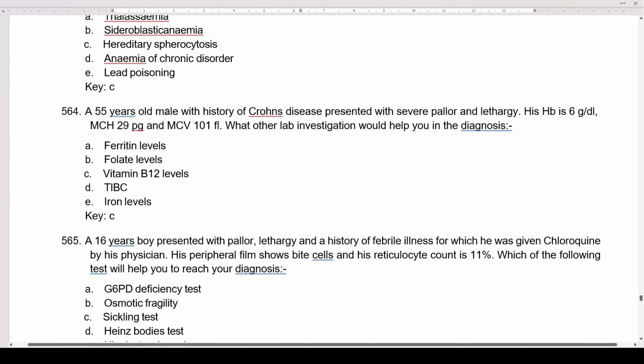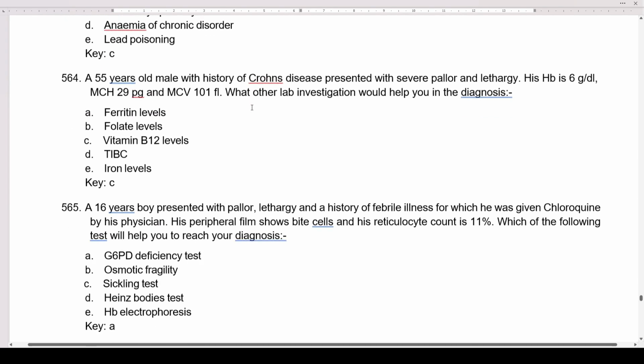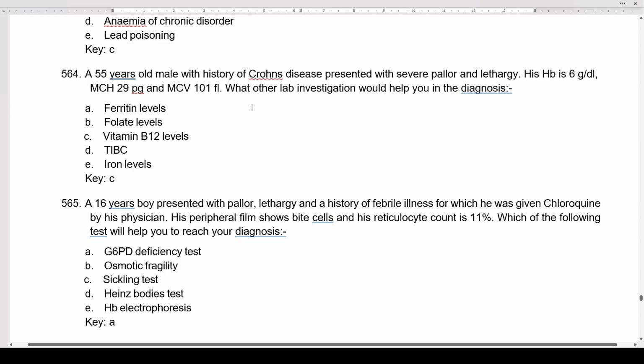Next is a 55-year-old male with a history of Crohn's disease, presented with severe pallor and lethargy. Hemoglobin is 6, MCH is 29, MCV 101. What other lab investigations would help you in the diagnosis? In this case, it's Crohn's disease, so there is some malabsorption, hemoglobin is low, MCV is high. So it is a macrocytic anemia, and for that, we have to go for vitamin B12 levels.